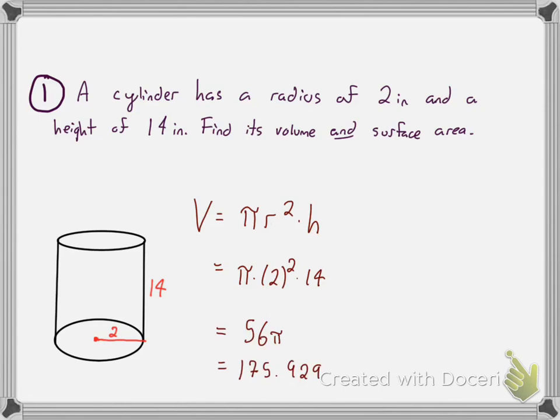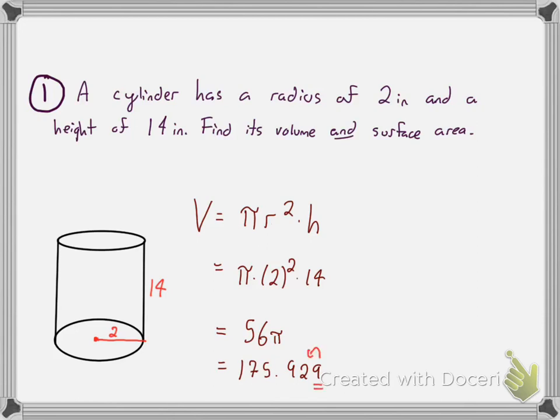If you ever encounter a question where they say leave it in terms of pi, that's basically where you don't multiply the pi out. So 56 pi would be your answer. If I wanted to write this in decimal form, I do 56 times pi, I get 175.929. And let's say I wanted to round it to the nearest hundredth.